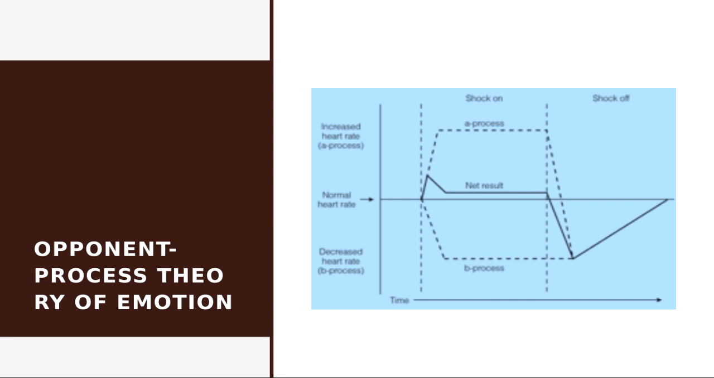So the A process immediately causes an increase in heart rate. The B process starts and brings that heart rate down. So the heart rate is just above normal during the process of the shock. Then you have that second vertical dotted line. The shock goes off, so that A process that's elevating the heart rate stops, and all you have is the B process that's pulling the heart rate back down. So you see that solid line that says net result goes below the normal heart rate, and the heart rate is pulled down until over time that B process wears off and the heart rate goes back up.